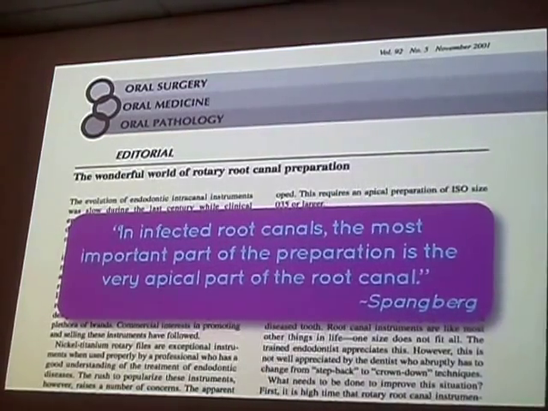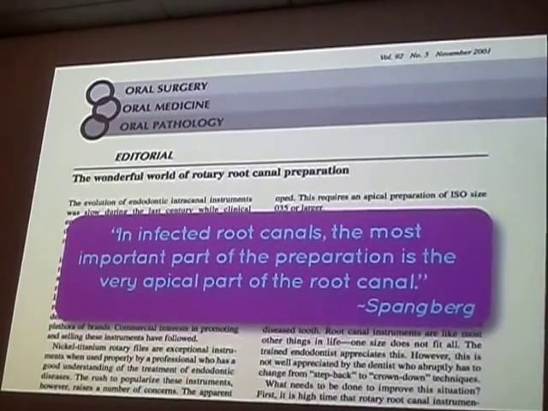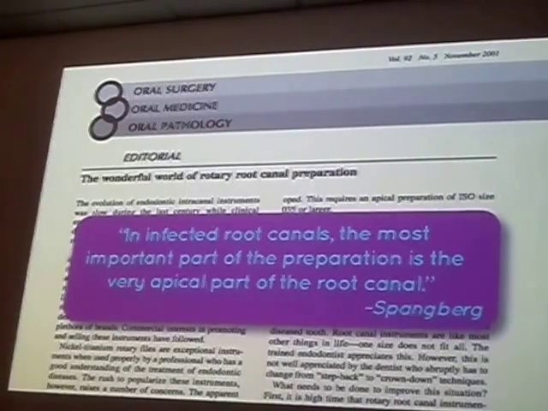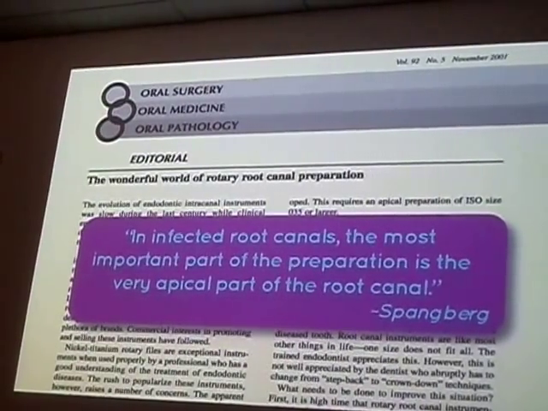So in Spanberg's 2011 editorial, he says that in infected root canals, the most important part of the preparation is the very apical part of the root canal.